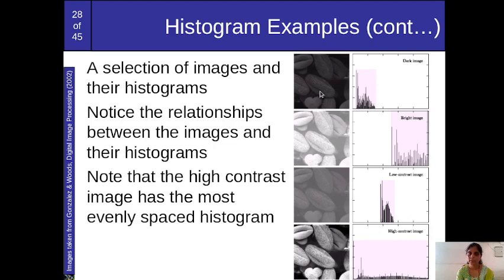So this is a histogram of this image. We can see it's on the darker side. This is a dark image, a little brighter, and the histogram comes on the brighter side. A low contrast picture has a limited histogram, and a high contrast picture, a better visualization, has a more spread out histogram.